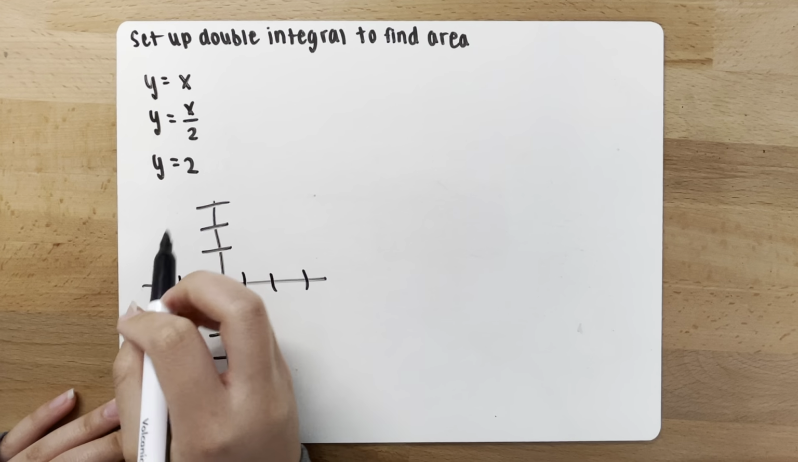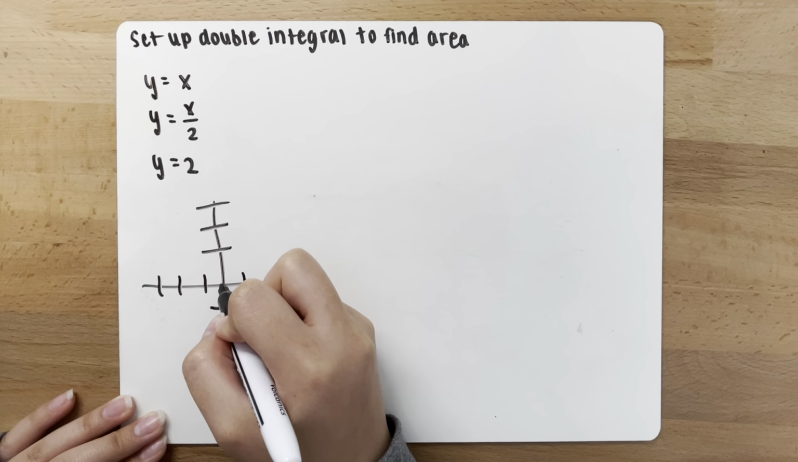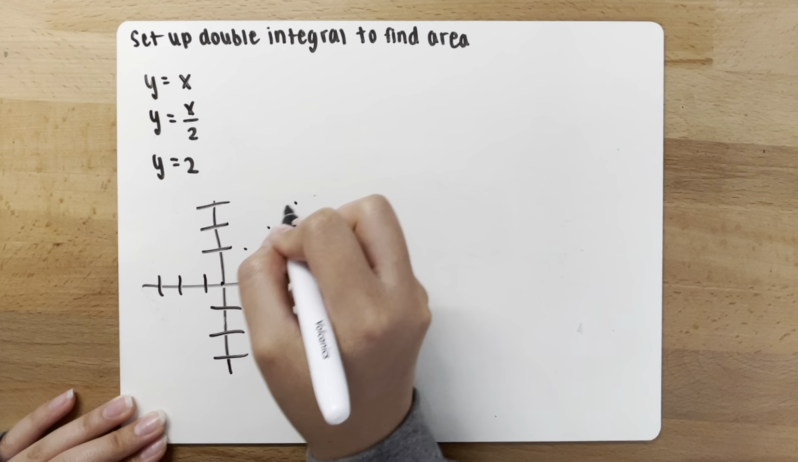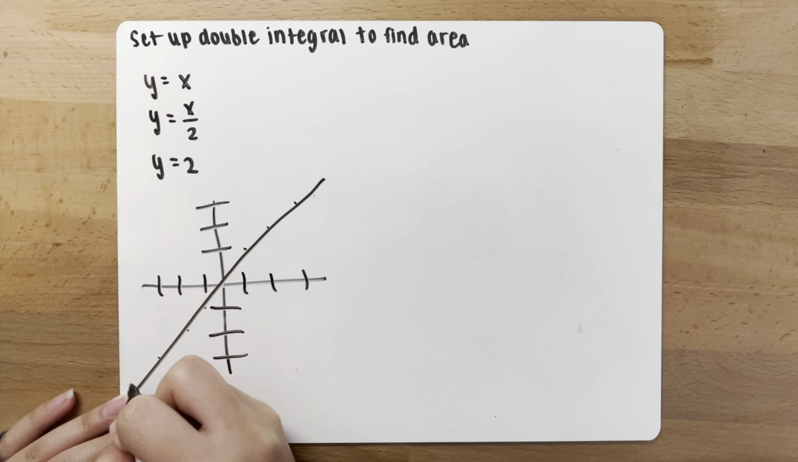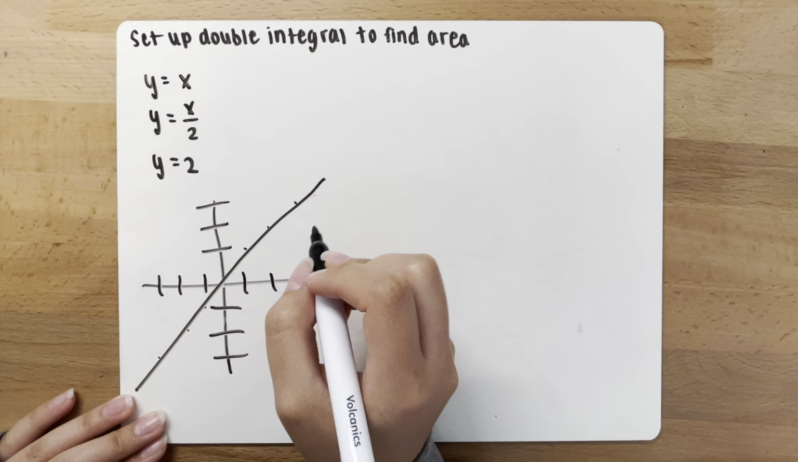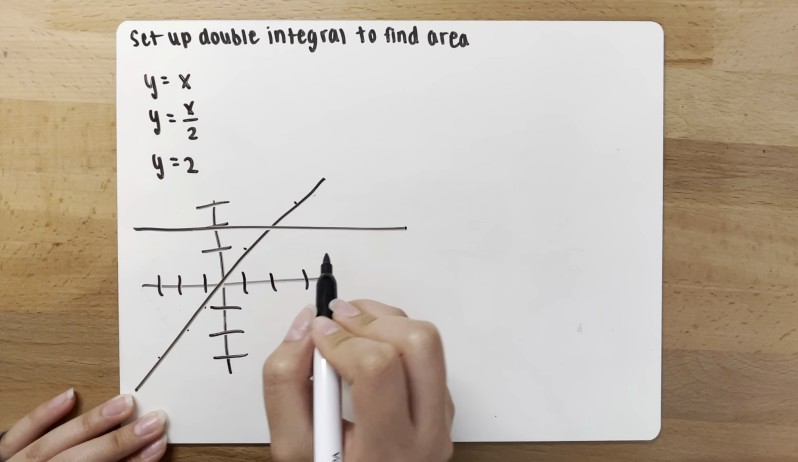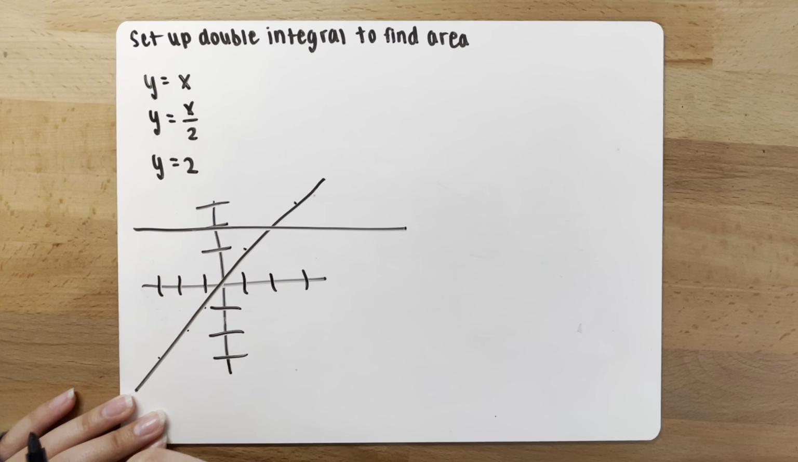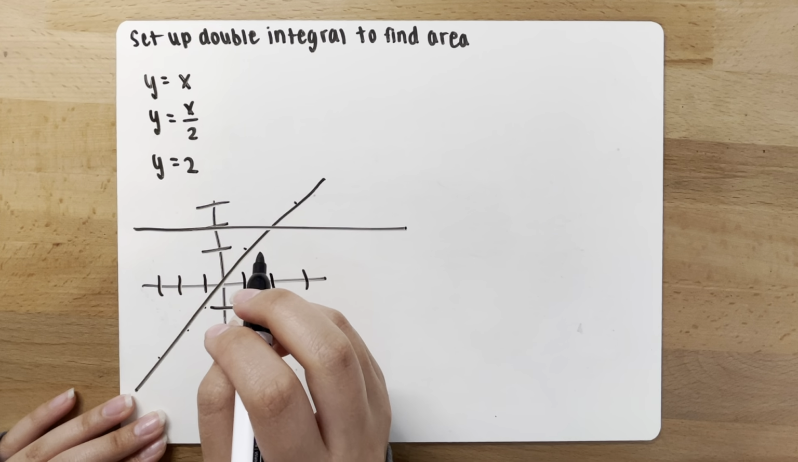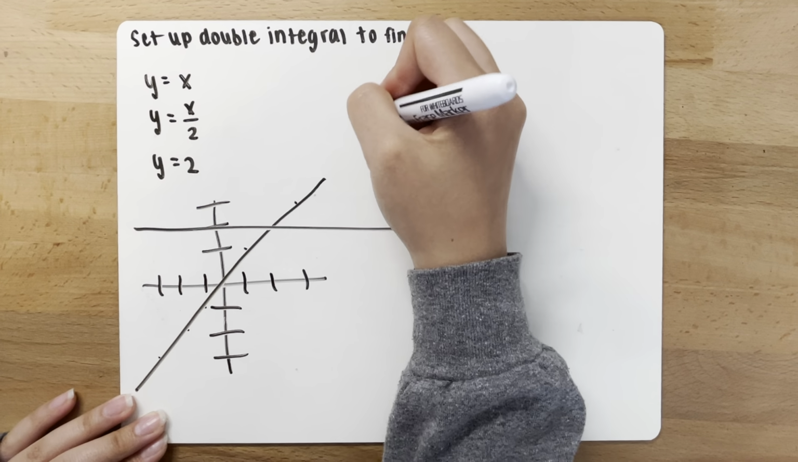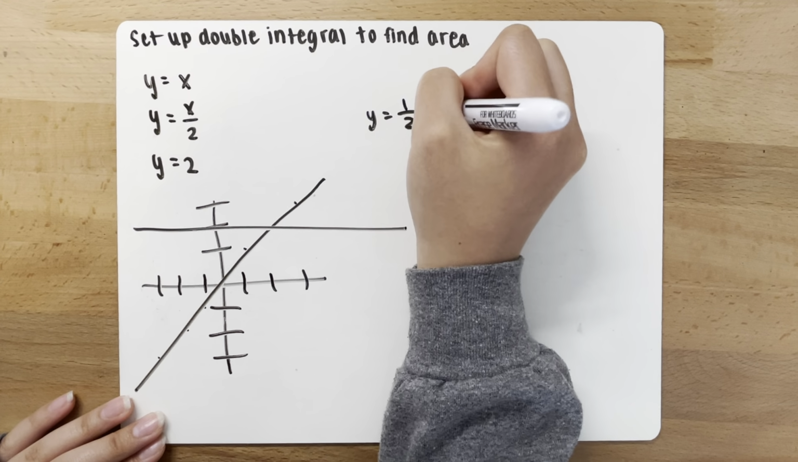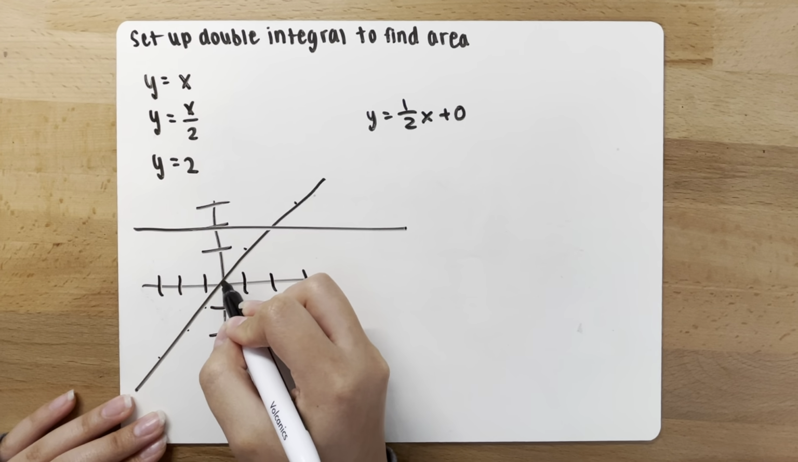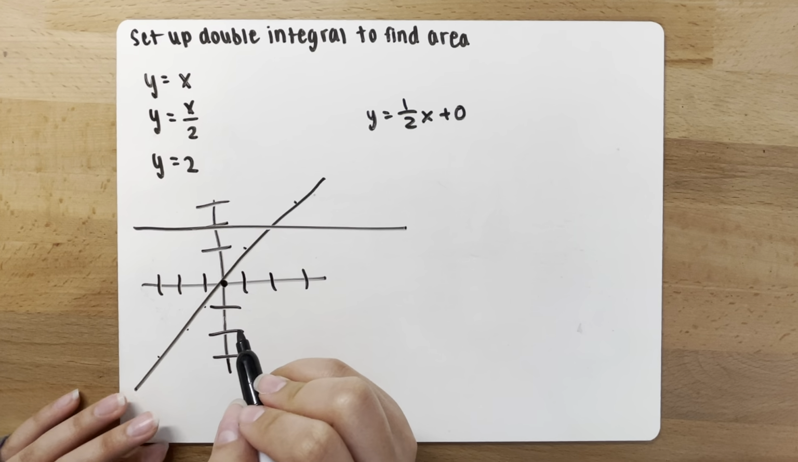So the line y equals x is going to be 1, 2, 3, 1, 2, 3. This line. The line y equals 2 is going to be this line. And the line y equals x over 2. So y equals mx plus b, 1 over 2x plus 0. Y-intercept is 0.